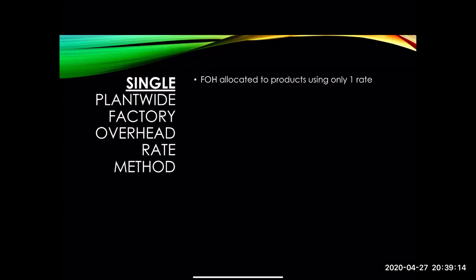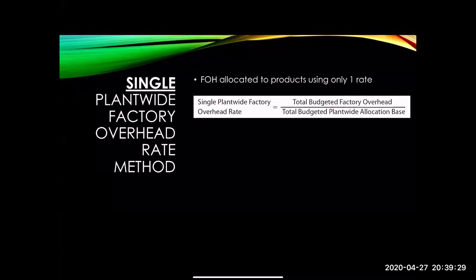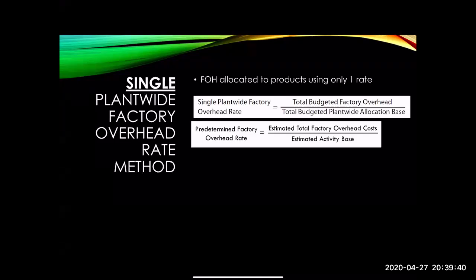So what I would say is the single plant-wide factory overhead rate is very, very similar to what we learned in chapter 2 when it came to the predetermined factory overhead rate, right? So this is our formula for it. Maybe take a picture of it, write it down. Every time we say the single plant-wide factory overhead rate, you're looking at the total budgeted factory overhead divided by the allocation base, okay?